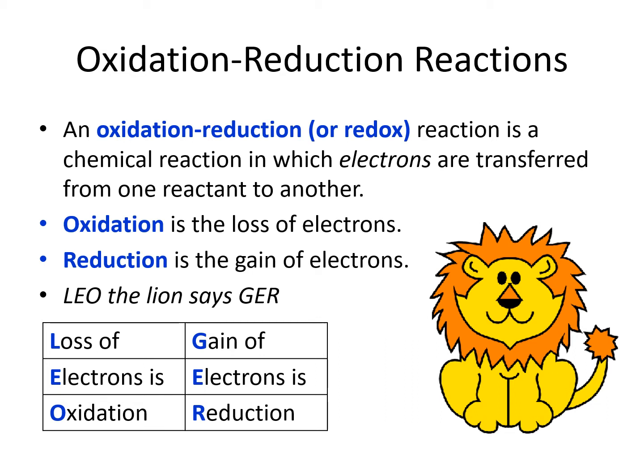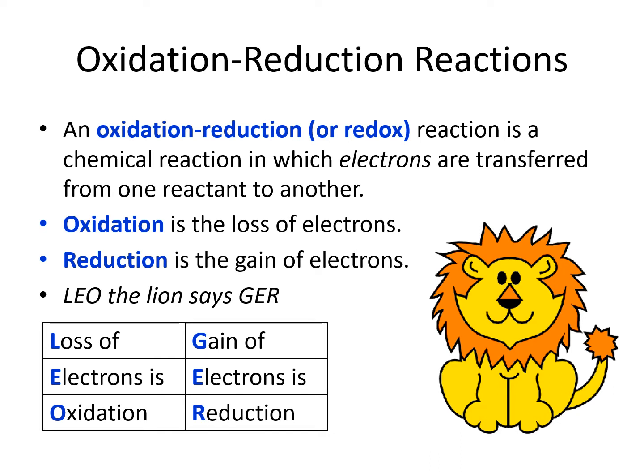This type of reaction has two processes going on, oxidation and reduction. Oxidation is defined as the loss of electrons, and reduction is defined as the gain of electrons. I remember these two terms by the mnemonic, Leo the lion says grr. LEO stands for loss of electrons is oxidation. GER stands for gain of electrons is reduction.